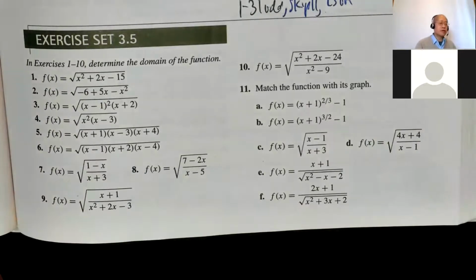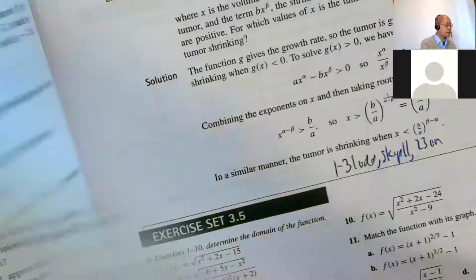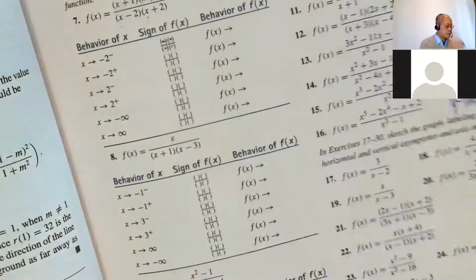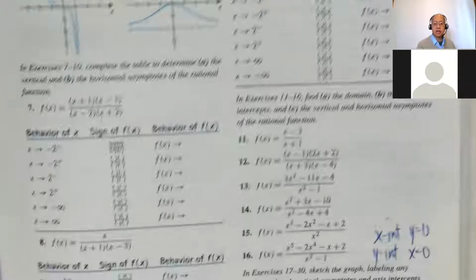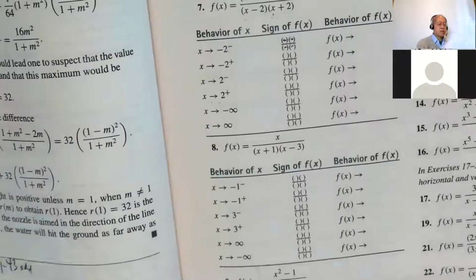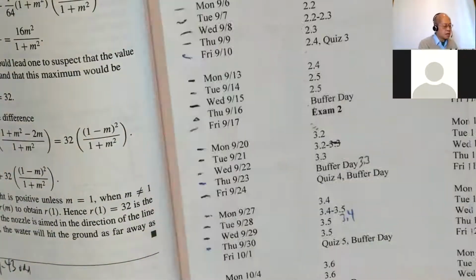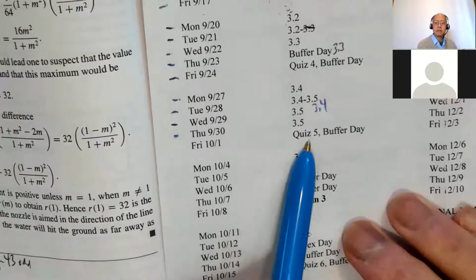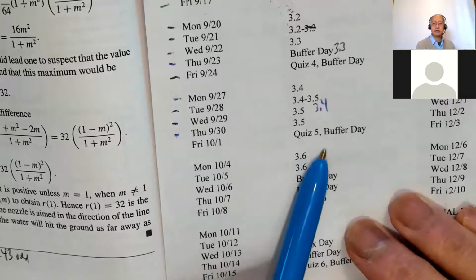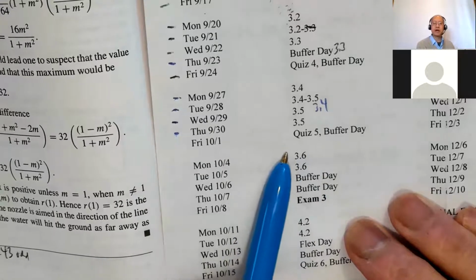And then I was also going to give you one of these rational functions. Okay, so that's a mean trick. I know it's a little bit harder, but I want you to get a feel of how to do this kind of stuff. Okay, so quiz tomorrow. Check our calendar again. Where are we? So tomorrow is already the 1st of October. Buffer day doesn't mean holiday, as you've heard me say. I'll just keep going with 3.5.